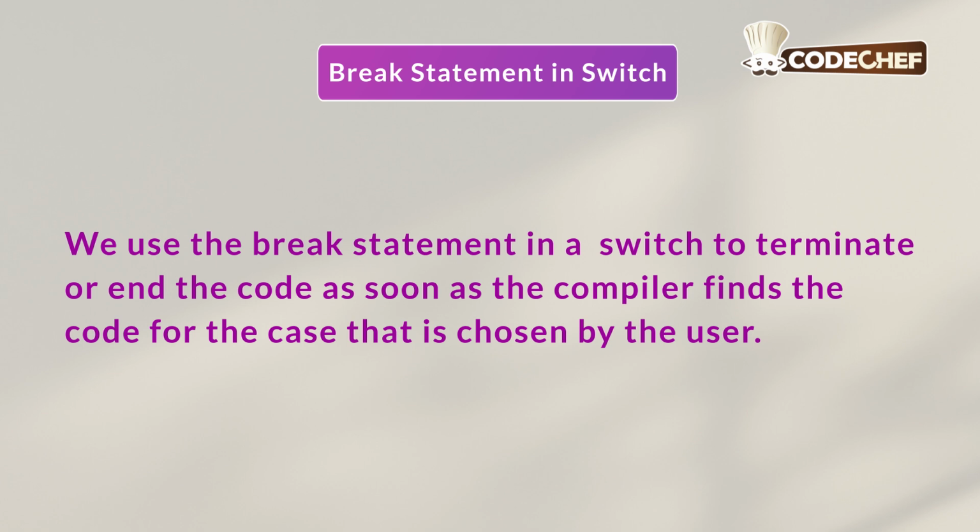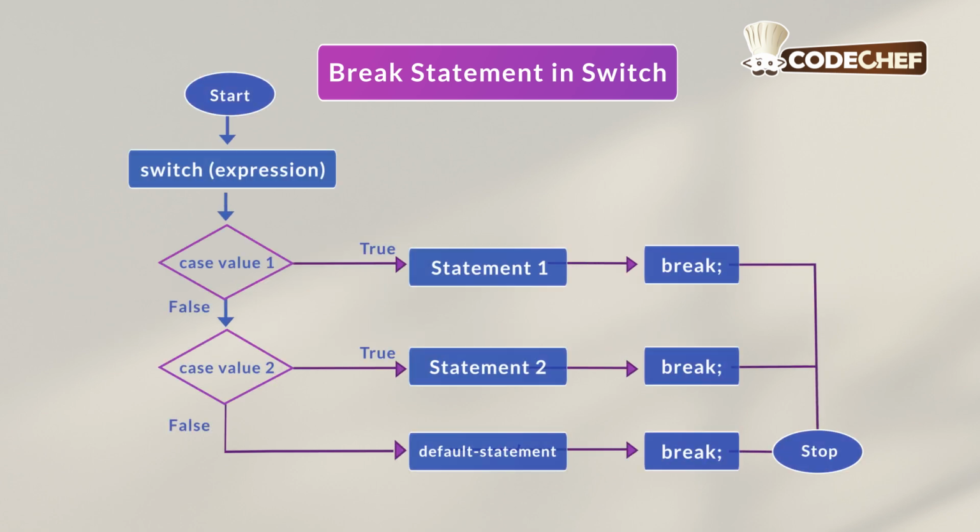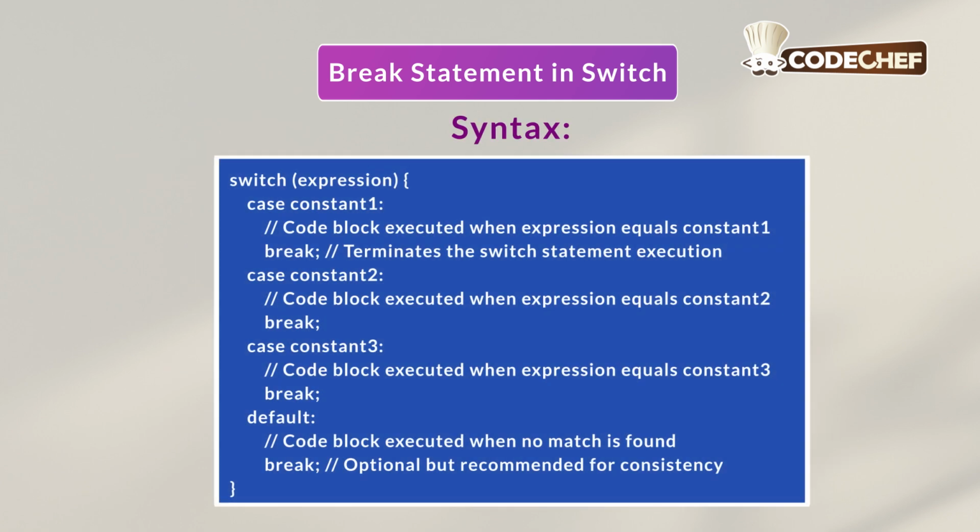For example, if the user chooses case number 1, as soon as the compiler finds code for case number 1 in the program, the code for that case is implemented and then it executes the break statement and the compiler comes out of the switch expression. That means the further cases which are there in the switch block are skipped. Let's understand this with the help of the syntax.